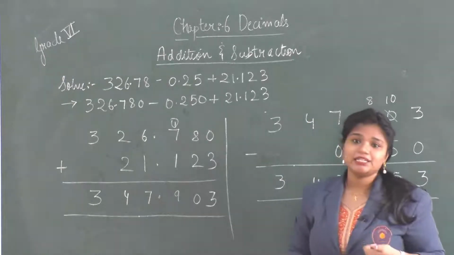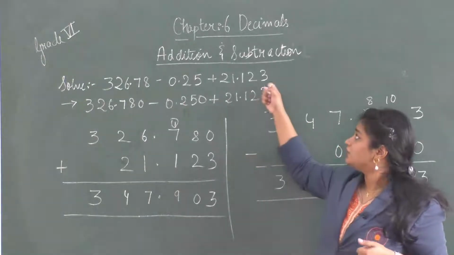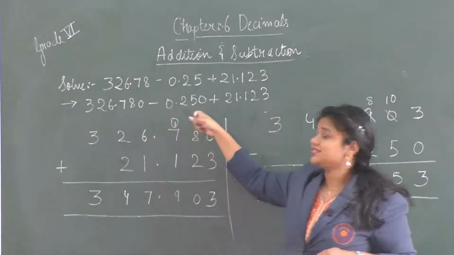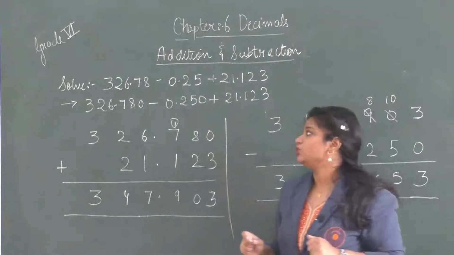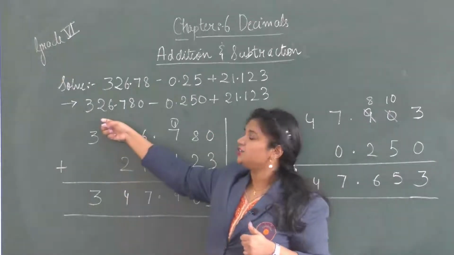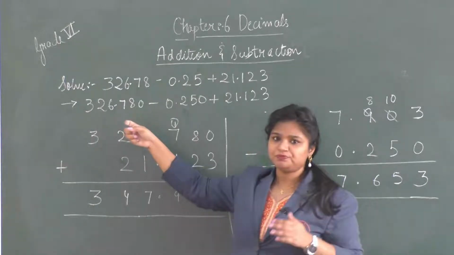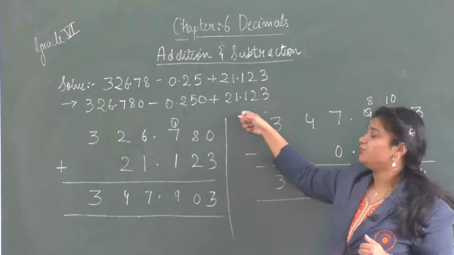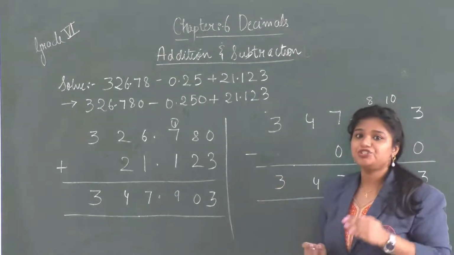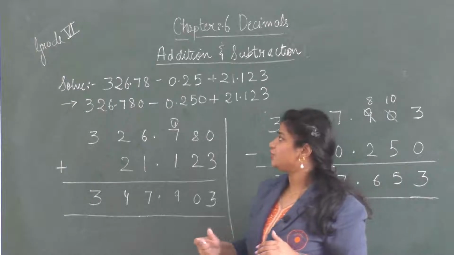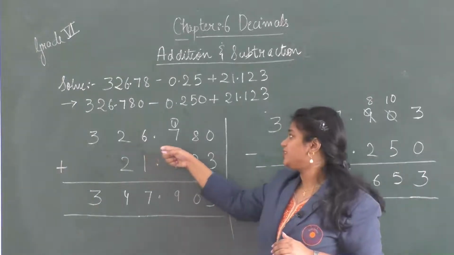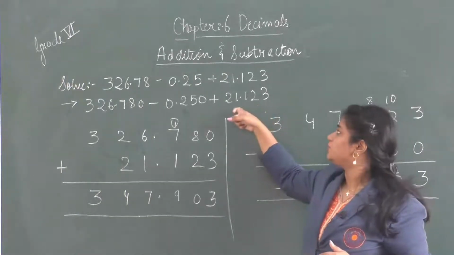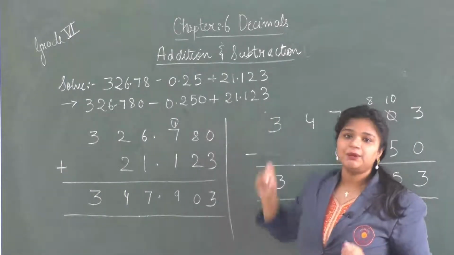So you can see the highest decimal places are 3 in the given question. So in the first number we will add a 0, and in the second number also we will add a 0. So now your question is 326.780 minus 0.250 plus 21.123. So first you will add the positive numbers. So we will add 326.780 plus 21.123. Okay, because with 21.123 we have the plus sign.